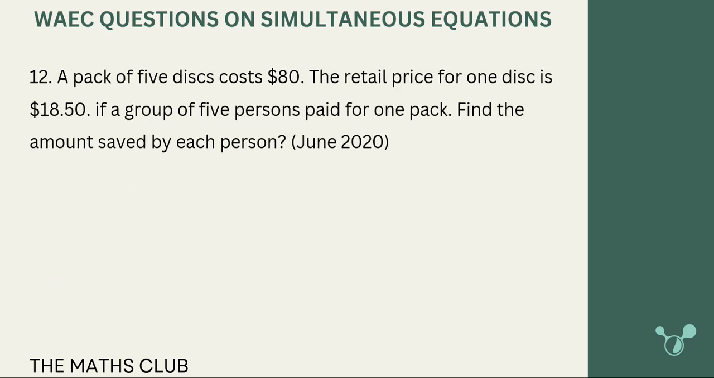Number 12 says that a pack of 5 discs costs $80. The retail price for one disc is $18.5. If a group of 5 persons paid for one pack, find the amount saved by each person. I want you to pause the video and try this out yourself. Welcome back. Let's solve it together.